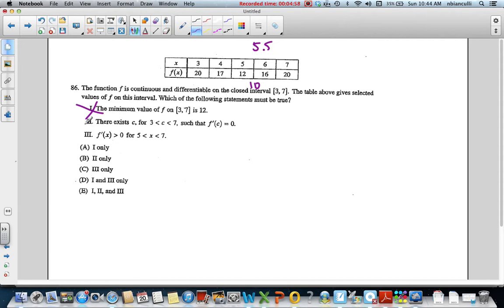Okay? Choice 2 says there exists c from 3 to 7 such that f prime of c is equal to 0. This might be helpful to draw out.